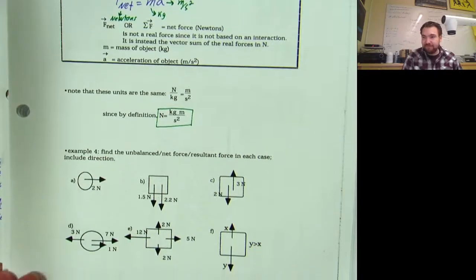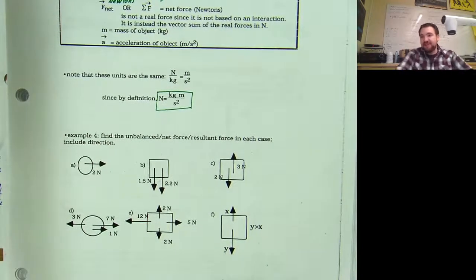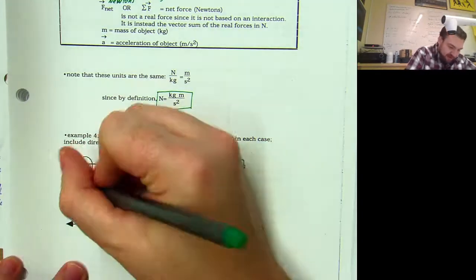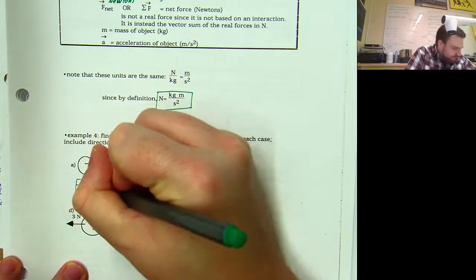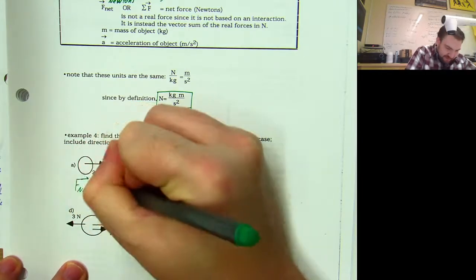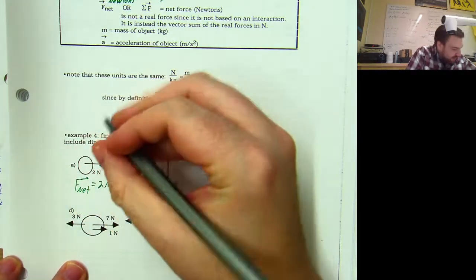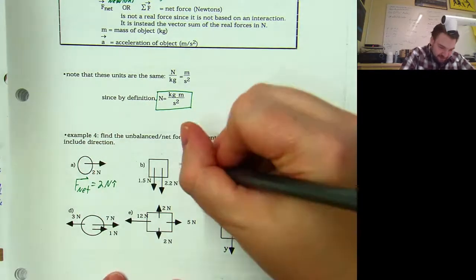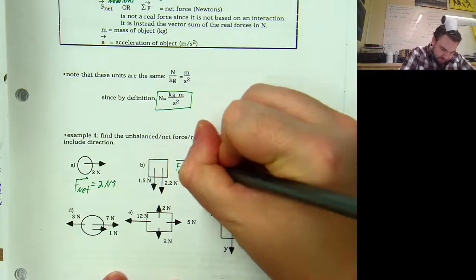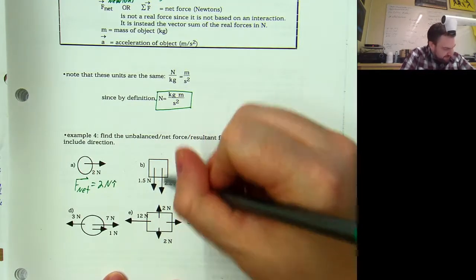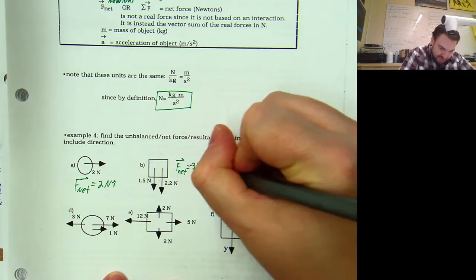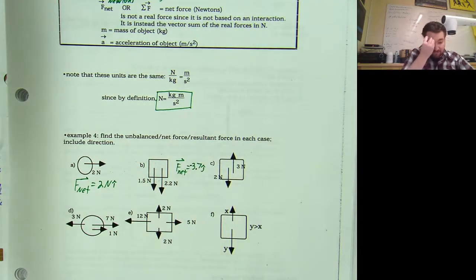Next example. We want to find the unbalanced, net, or resultant force, whatever, in each case, and we want to include the direction. So if I've got one force acting on this guy here, this should all be really easy review. F net equals 2 newtons I hat, we're going to use I hats and J hats. F net here is 1.5 plus 2.2. These guys are both acting down. This is negative 3.7 J hat. It's down, so it's negative.